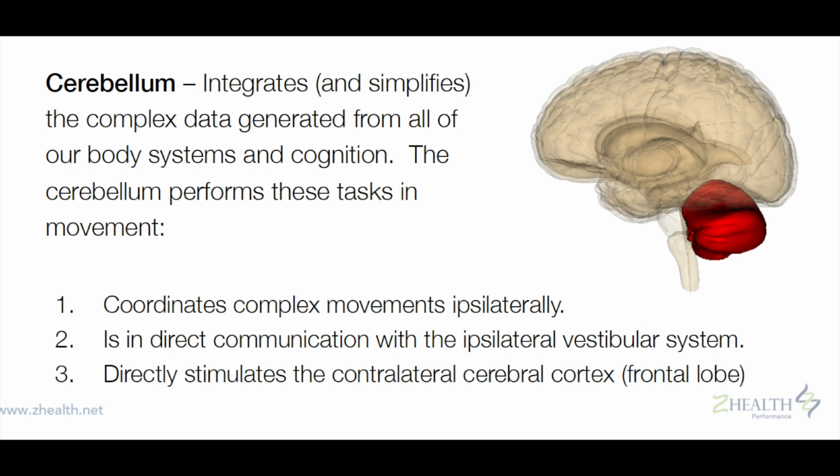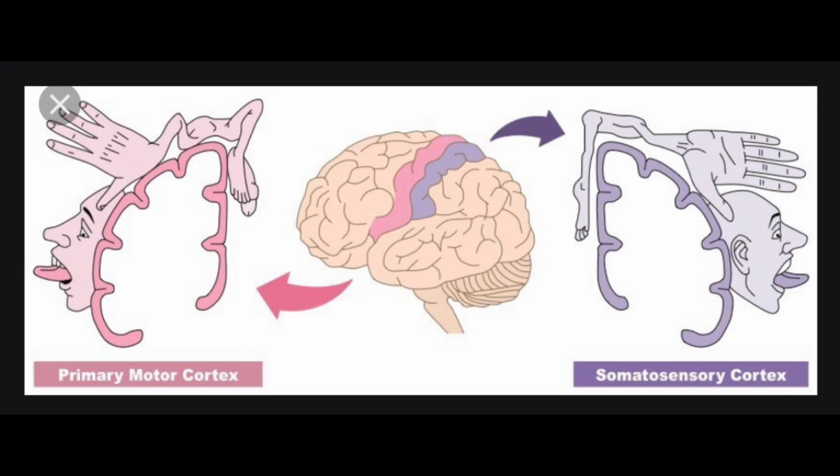So it coordinates movements and is in direct communication with the same side vestibular system. So that means the inner ear is intimately connected with all aspects of the cerebellum. It's getting a lot of information from that system. Another reason why that has so much bearing and impact on movement, and it directly stimulates the opposite side frontal lobe. The subcortical region takes in information and relays it to the cortex, where that information becomes analyzed, processed, interpreted.